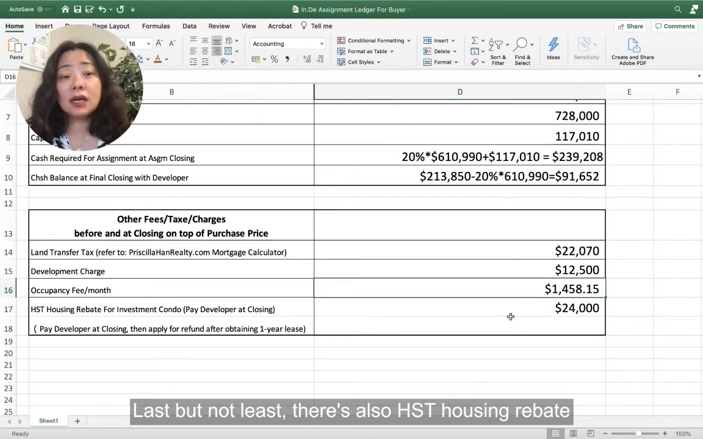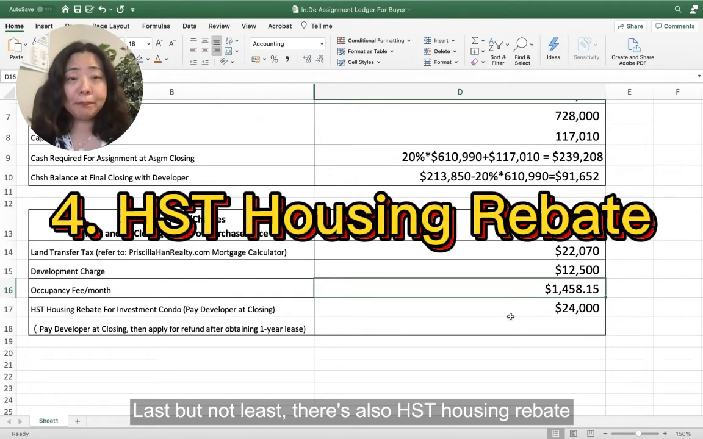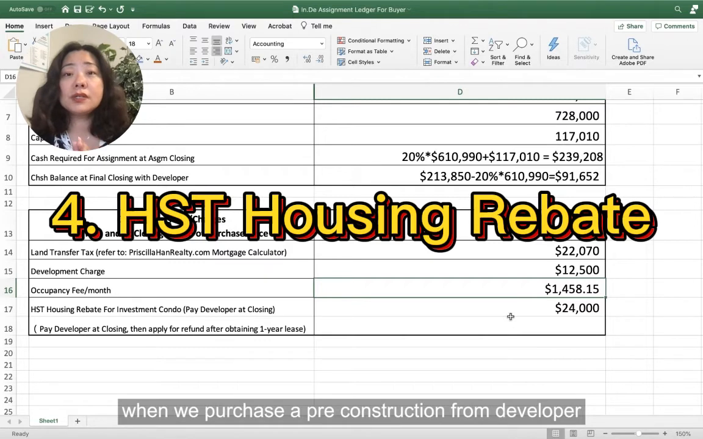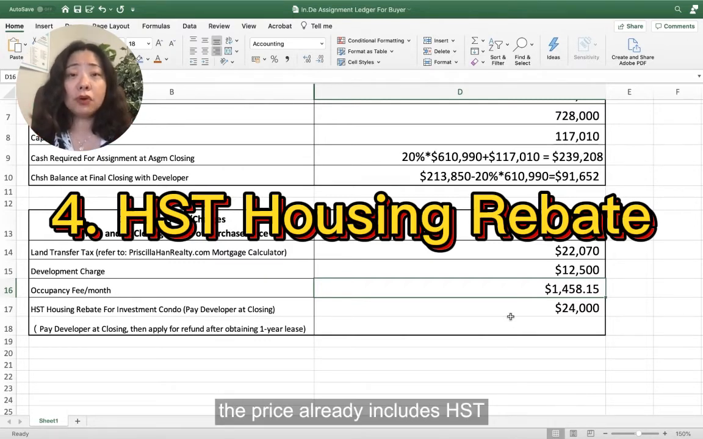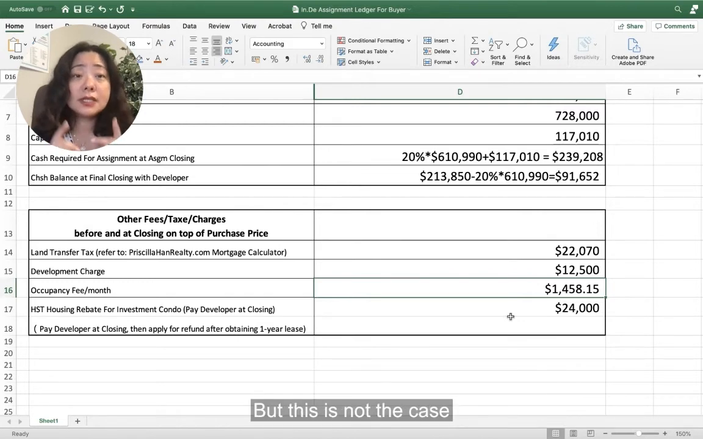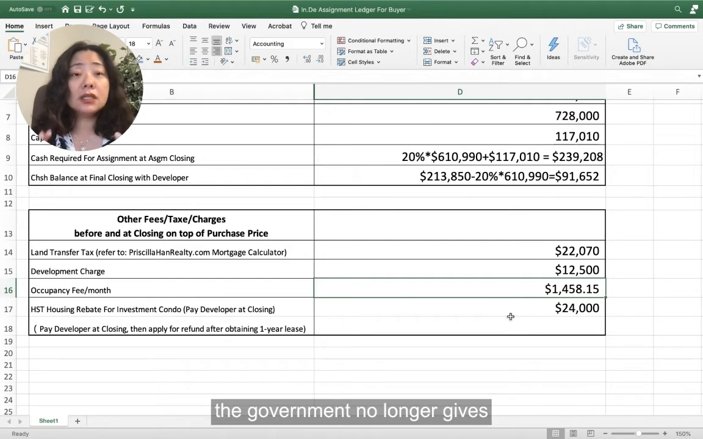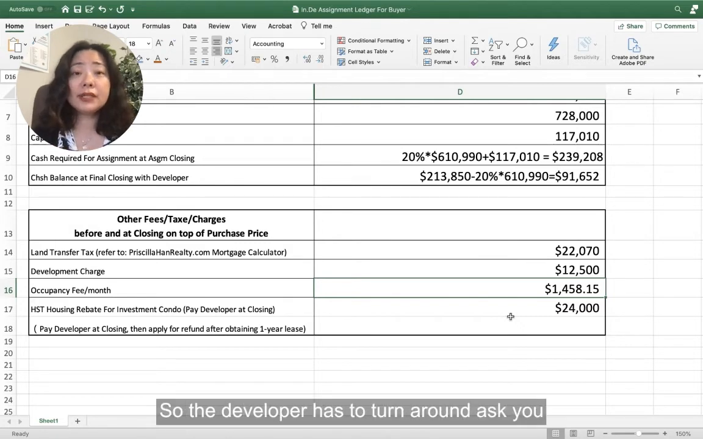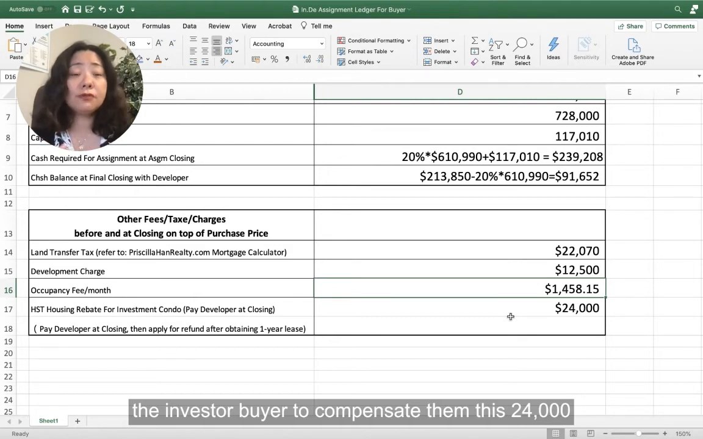Last but not least, there's also the HST Housing Rebate. Normally, when we purchase a pre-construction from a developer, the price already includes the HST. So you don't need to pay anything if this unit is purchased for your own residence. But this is not the case if you are an investor. If you are an investor, the government no longer gives the rebate to the developer. So the developer has to turn around and ask you, the investor buyer, to compensate them this $24,000.